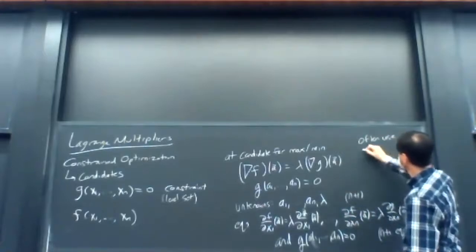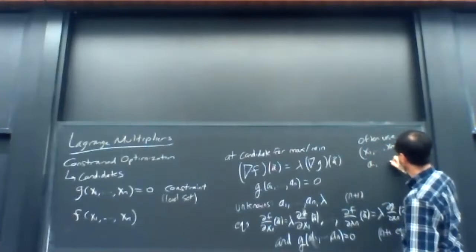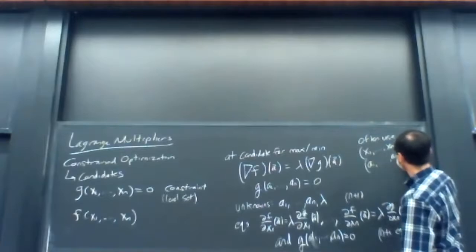Often we use x1 through xn, and not a1 to an, for the point.